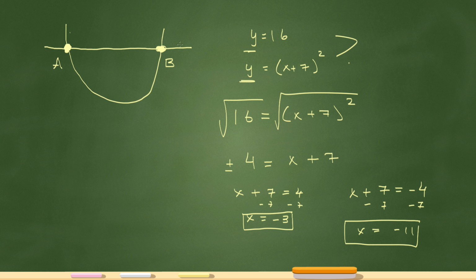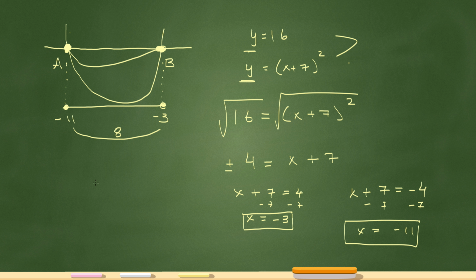So what that really tells me is that if this was an xy plane, this point right there will be negative 11, and this point right there will be negative 3. And the question is, what's the distance, or what's the length of segment AB? So what do you think the length of segment AB will be if it's from here to here? It'll be from negative 11 to negative 3, which is a distance of 8.